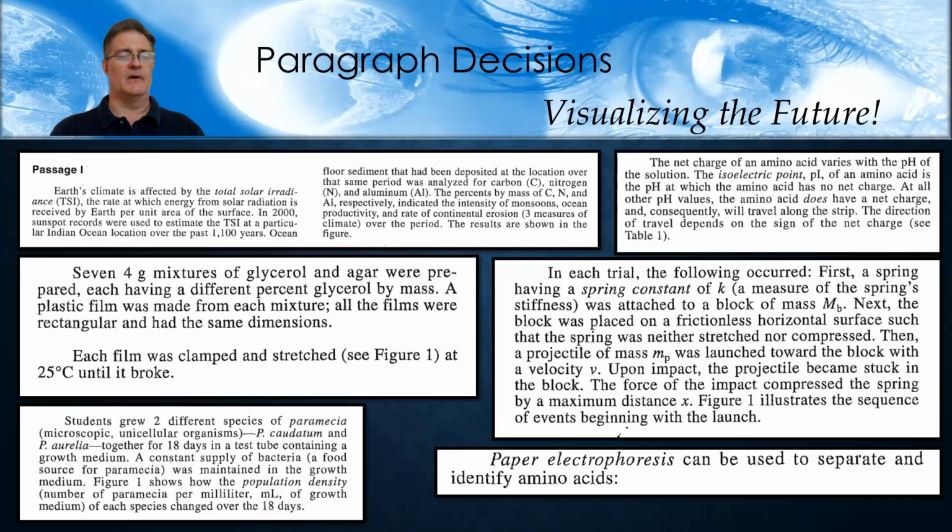Okay, in the upper left-hand corner, you see the first clip that I have here. And notice that you see an italicized word, total solar irradiance. Any italicized word that you see in any paragraph, no matter where it's at on the exam, you must read it. You must read it.